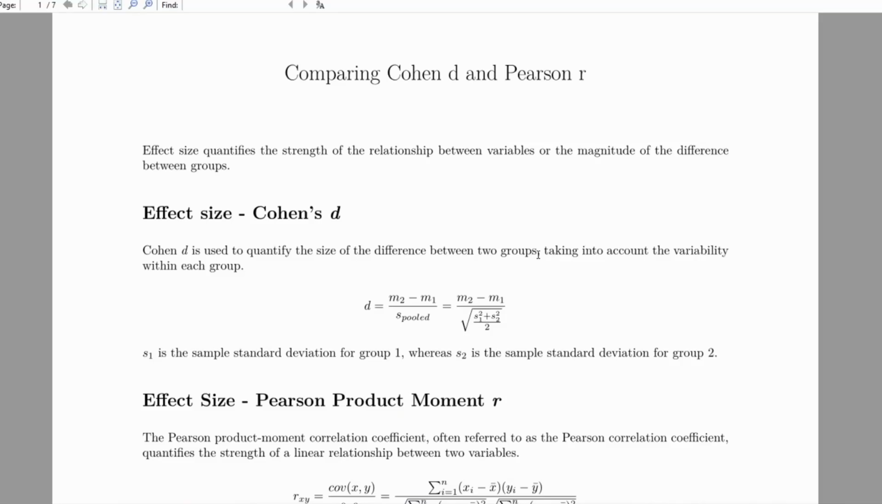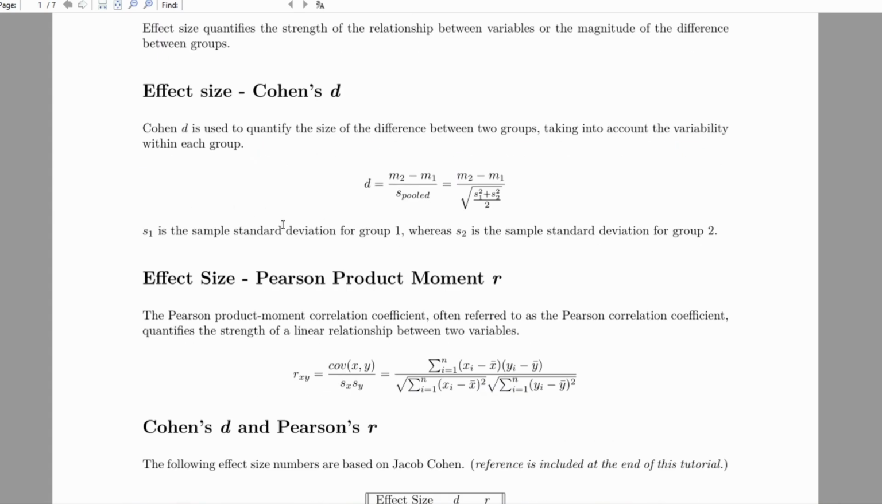In this tutorial, I'm going to explain the basic idea about effect size. Effect size quantifies the strength of the relationship between variables or the magnitude of the differences between groups. If we are comparing different groups, then we can use Cohen's d. This is the formula to calculate Cohen's d: the mean difference divided by the standard deviation.